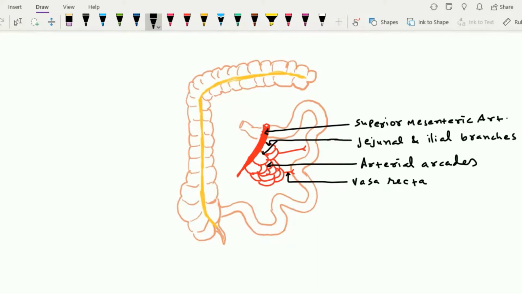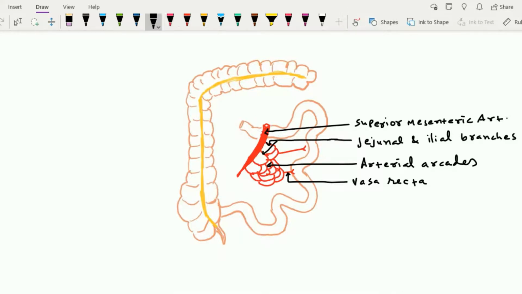As for the arterial arcades for the jejunum, they are lesser in number, and that's why the vasa recta of the jejunal arteries are longer, while the arterial arcades for the ileum are more in number, and that's why the vasa recta for the ileal supply are smaller.